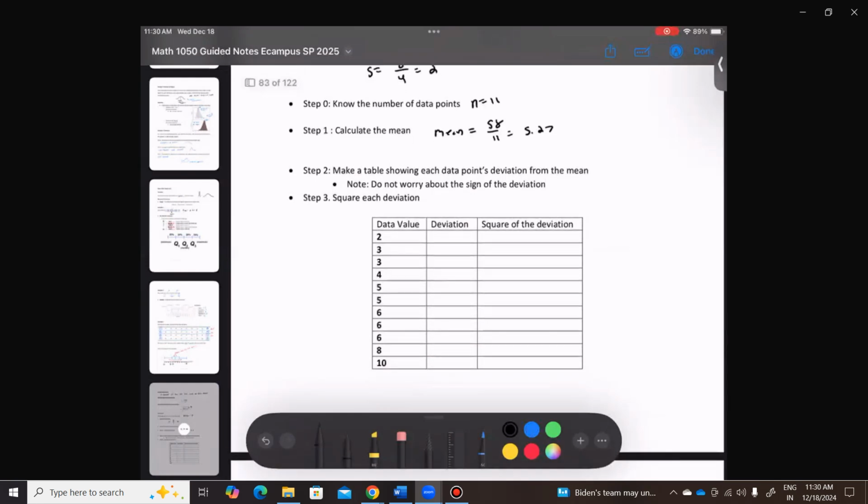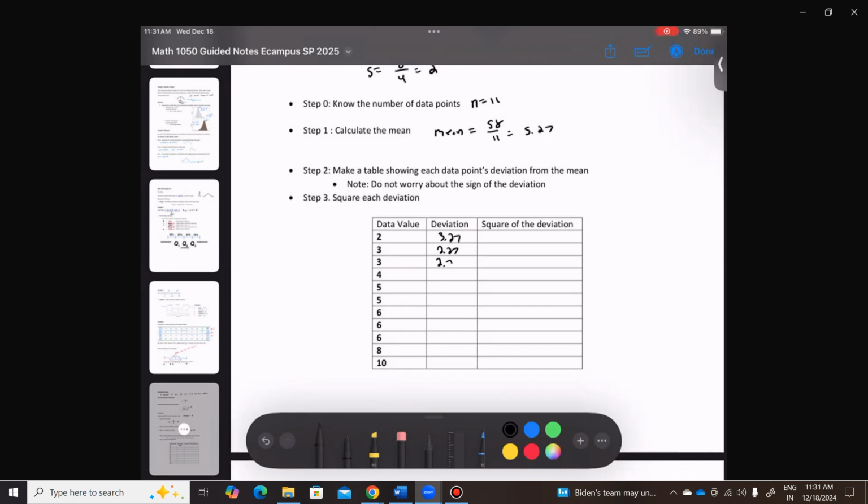And then the easiest way to do this is to make a table and find the difference between the data value and that mean. You don't have to worry about negative signs. It doesn't matter if it's below or above, just whatever the difference is. So between 2 and 5.27 is about 3.27. Between 3 and 5.27 is 2.27.